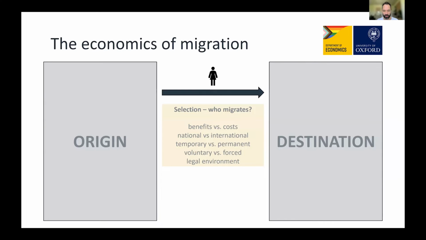And there's, of course, a bunch of different types of migration to think about. So is this within borders versus across international borders? The vast majority of migration, of course, is within borders. As I've shown you, the international migration part is still relatively small.